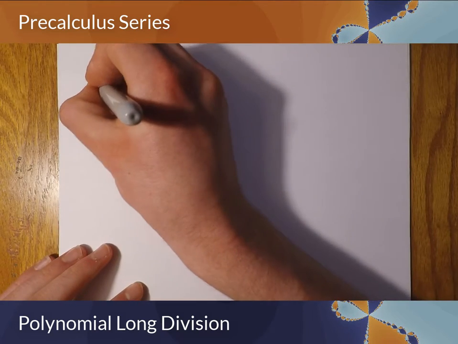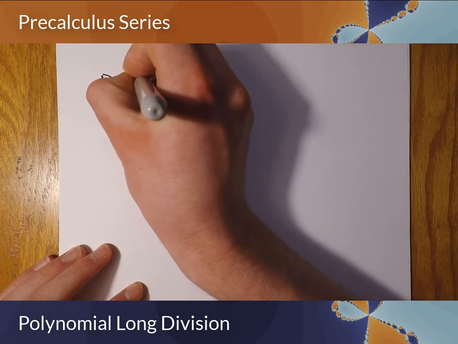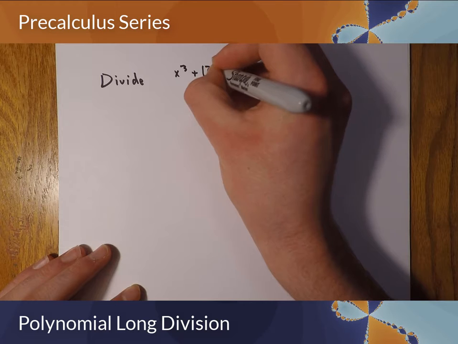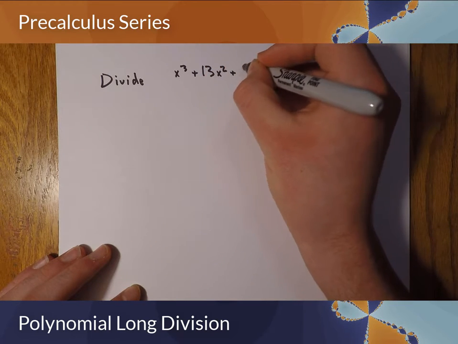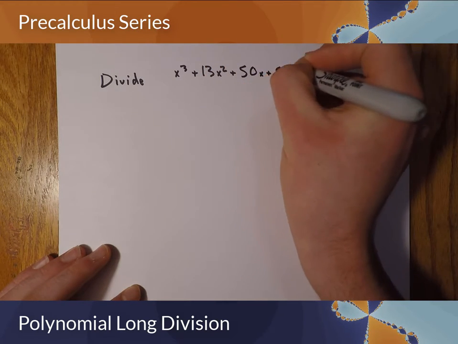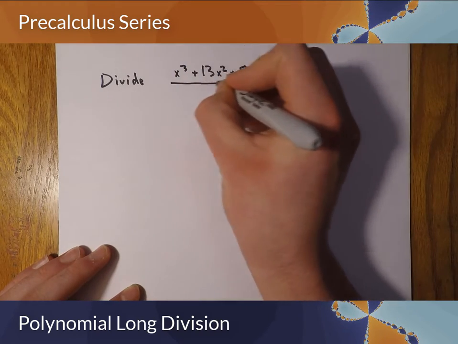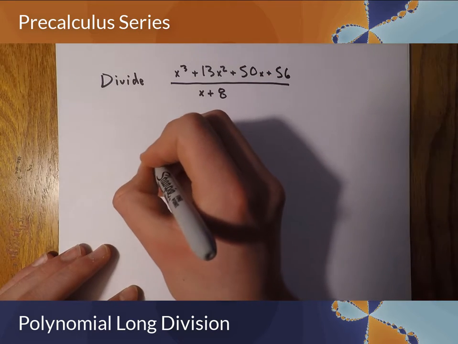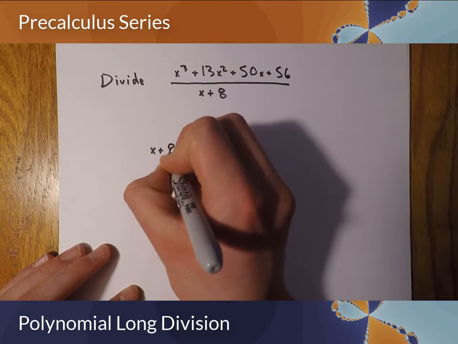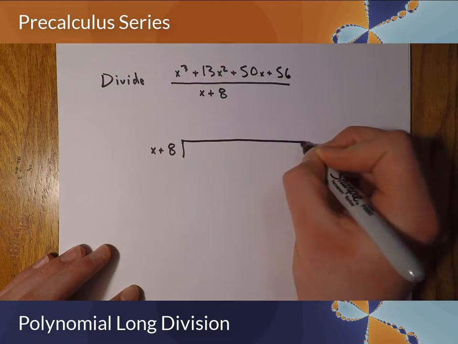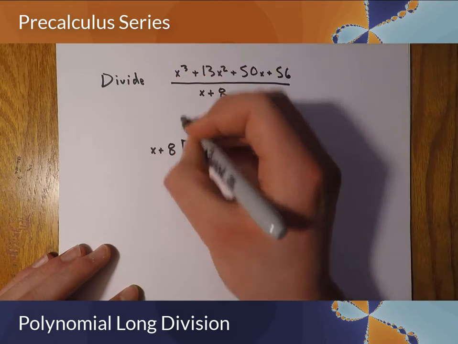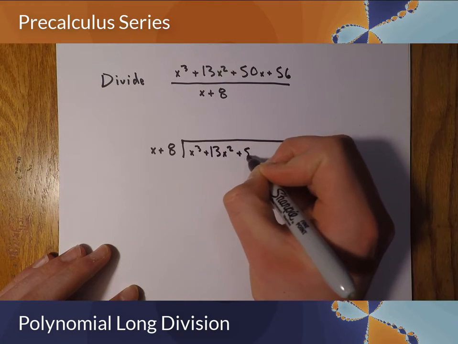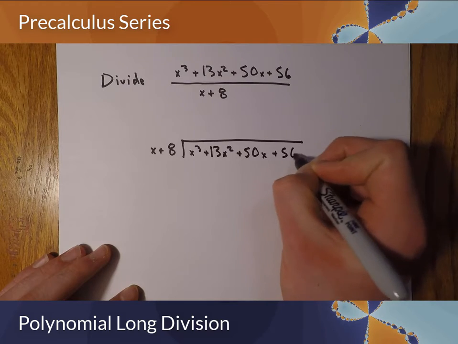So for our next problem, we're going to divide x cubed plus 13x squared plus 50x plus 56 by x plus 8. Now we just set it up just like we did in the last example. So we have x plus 8 over here, and we have x cubed plus 13x squared plus 50x plus 56 over in here.